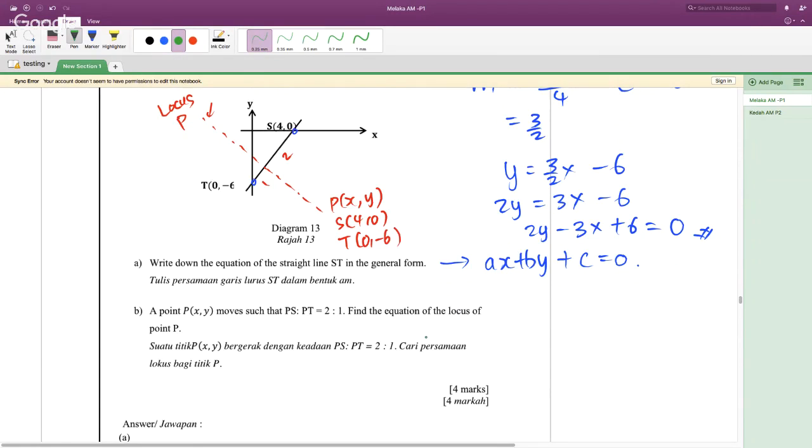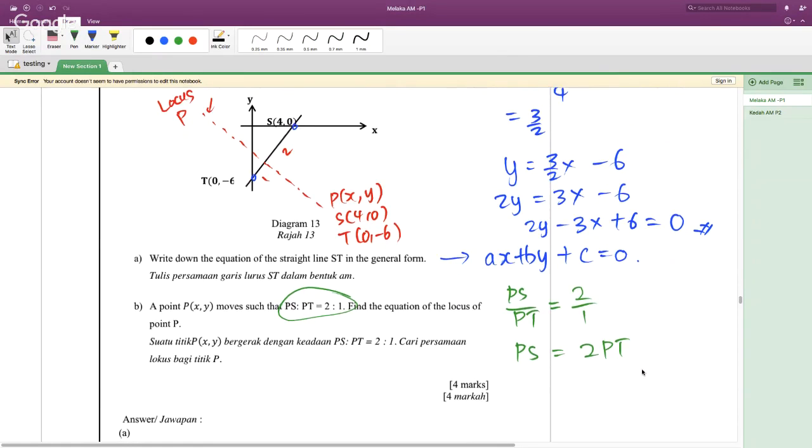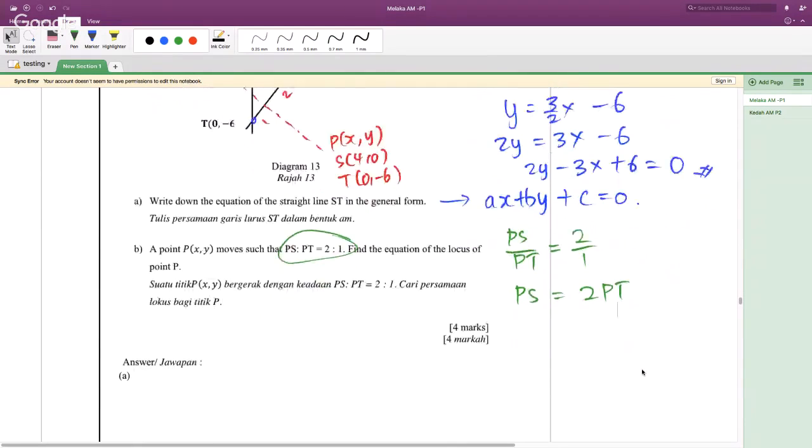So what I will do over here is form the equation for distance. Before you do that, you have to use the ratio. So I will do something like this: PS over PT. Because a ratio, you can always change into a fraction, 2/1. Therefore, I know PS is equal to 2PT. And then only I use the equation to form the distance formula.